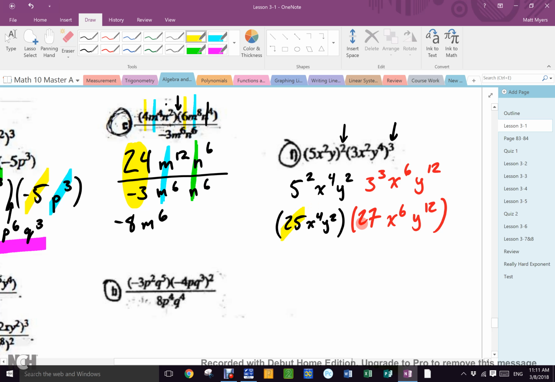What do I do with the numbers? Multiply them. What's 25 times 27? 675. What do I do with the x's? Which is x to the 10th. What do I do with the y's? Which is y to the 14th.